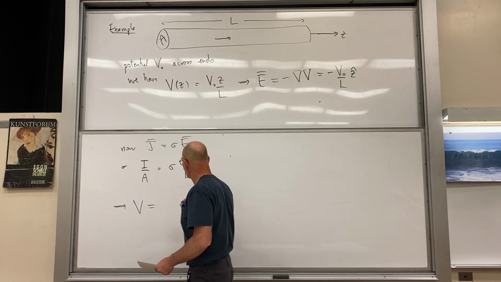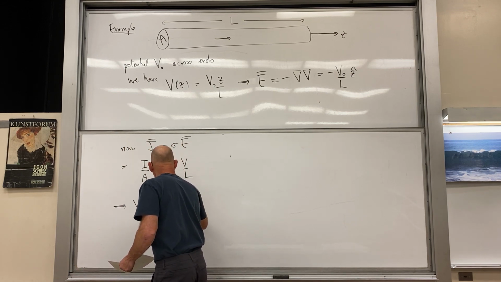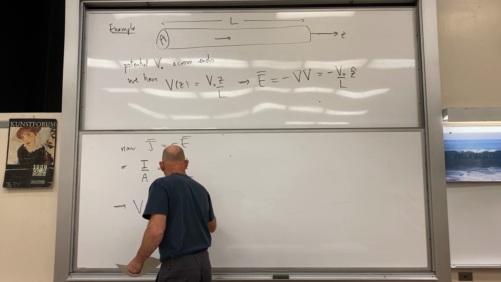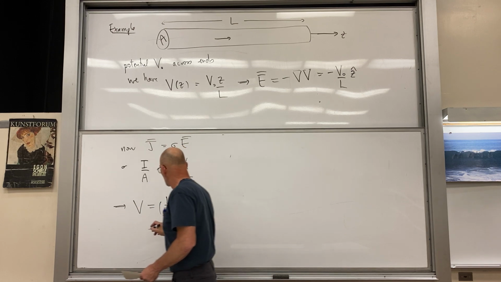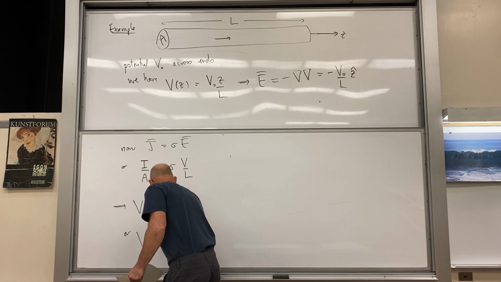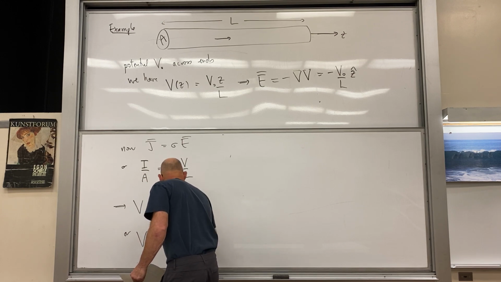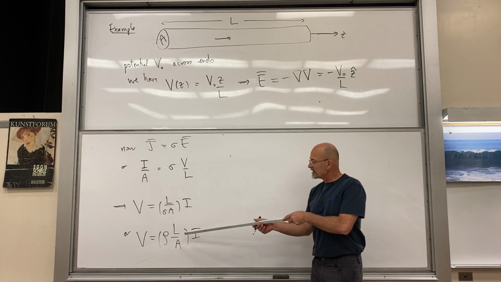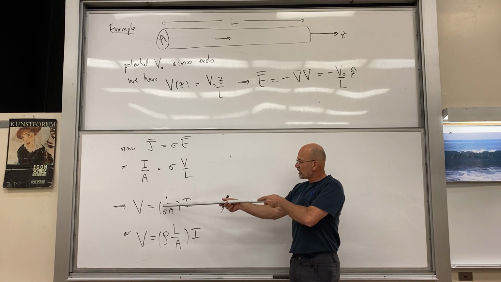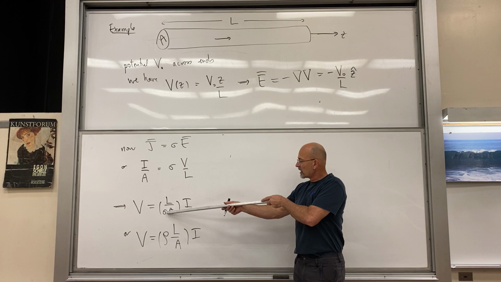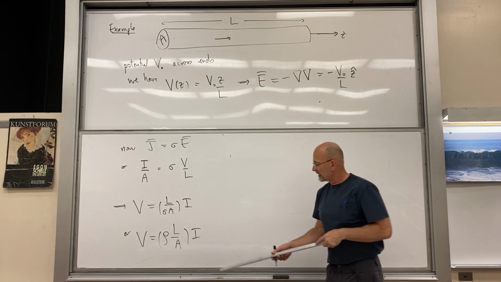So then we've got L over sigma A times I, or V is equal to rho L divided by A times I. And what I have right here is just the resistance. So whether I use 1 over sigma or rho, conductivity, resistivity is the same thing.